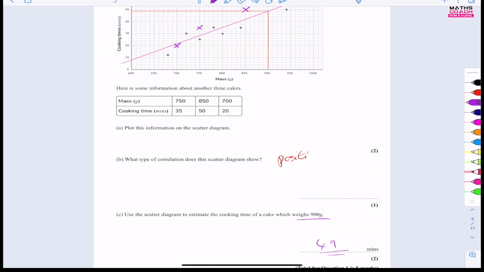Now, some of you may get a different answer, and this all depends on how you drew your line of best fit. The examiners will give you a range, okay? So let's say the range would be something around 46 to 50. So anything in between that, that's fine.